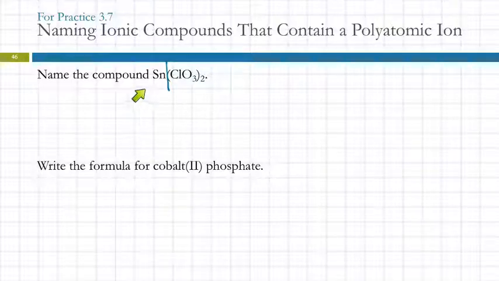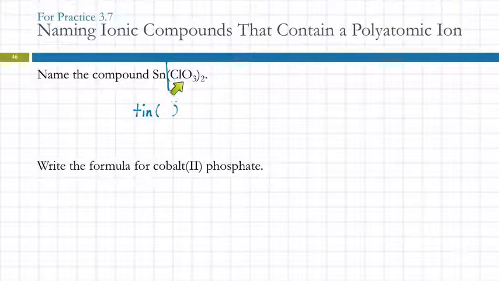So what's the name of the element Sn? Tin. Then you ask yourself, is it in groups 1A, 2A, 3A, zinc, or silver? No. It's actually not even a transition element. It's over in group 4A. That doesn't matter. The rule still works. Groups 1A, 2A, 3A, zinc, or silver. If it's not in there, it needs a Roman numeral. Don't know what it is yet.